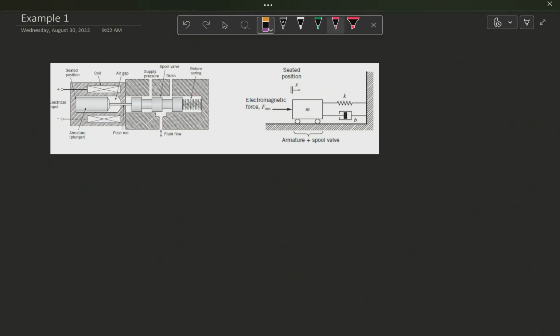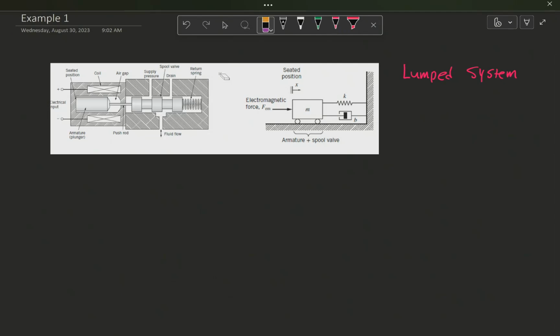Before going to model the system, you notice that this is in fact very crazy. It's very difficult to model this system. Let's see if we can use our lumped system mentality and somehow simplify this model to something that we can handle. So let's go ahead and do that.